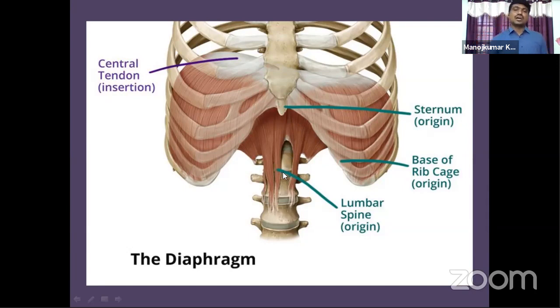which attaches to the lumbar spine region. This is the vertebral column, also called the spine. The central tendon portion gets attached to the vertebral column, and on the lateral sides, on the peripheral margin, it is attached to the rib muscle. This is how the diaphragm is situated in the thoracic cavity. It forms the floor of the thoracic cavity.